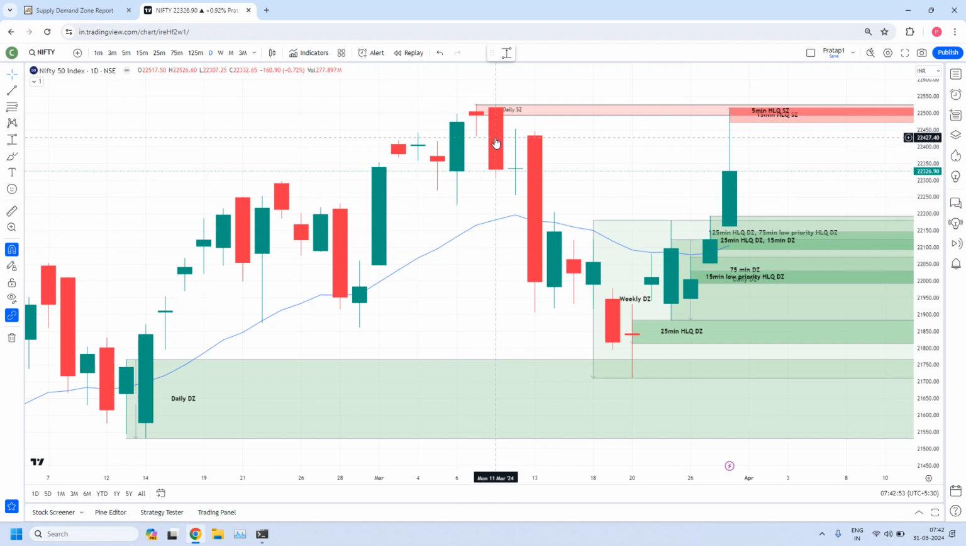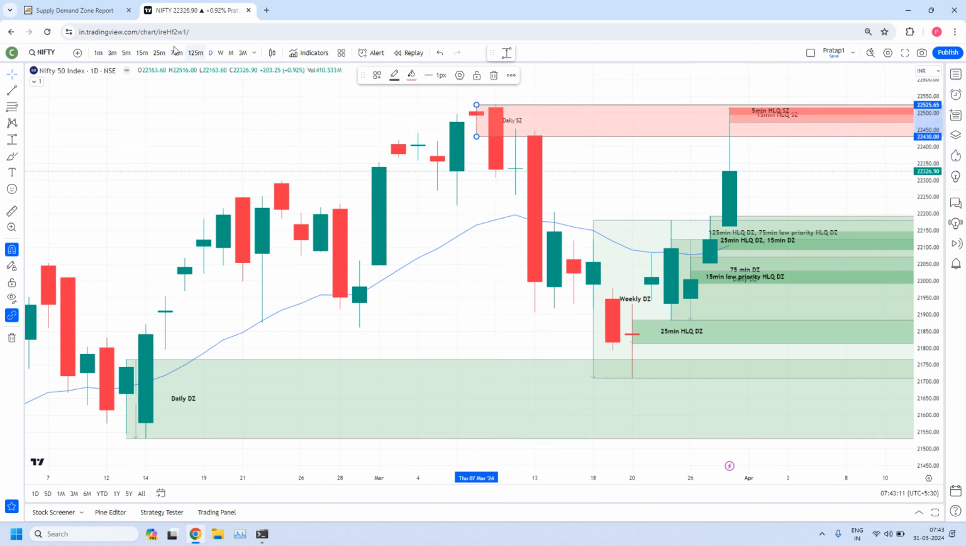Compromised is not the right word. Convinced is the right word. We are convinced. Okay, rally base, okay, this is okay. It is slightly less, okay, not a problem. It can be acceptable. That way we are convinced. So we have drawn this supply zone. If I draw wick to wick, it will be like this.